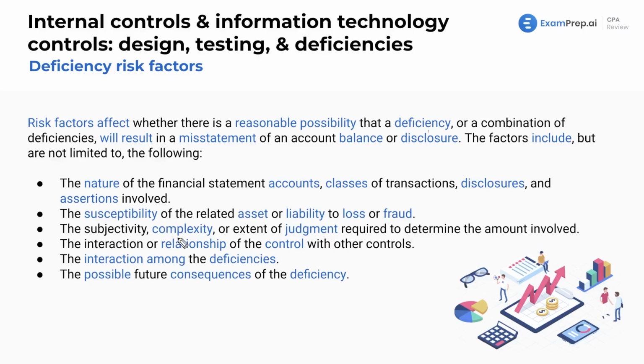The subjectivity, complexity, or extent of judgment required to determine the amount involved. Obviously, if you've got an estimate or some other concern, something that's hard to value, particular investments may be hard to value, that could be a concern. Then the interaction or relationship of the control with other controls, the interaction among the deficiencies, and the possible future consequences of the deficiency. Maybe the deficiency is not a big deal right now, but it's a control over a new segment that we're going to be launching. The segment doesn't exist yet, but in the future, when it does, this deficiency could really blow it out of the water and be quite a concern for this new business segment.